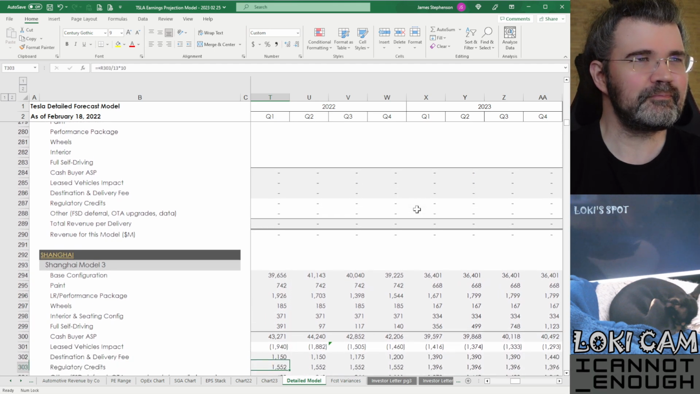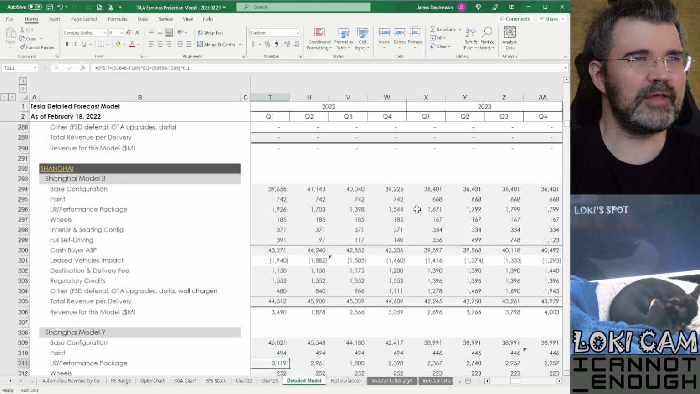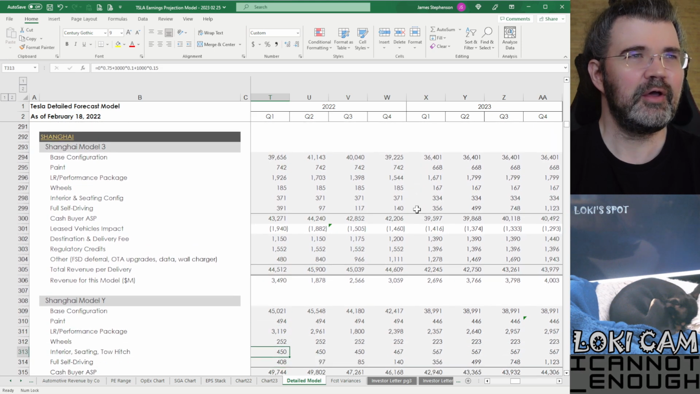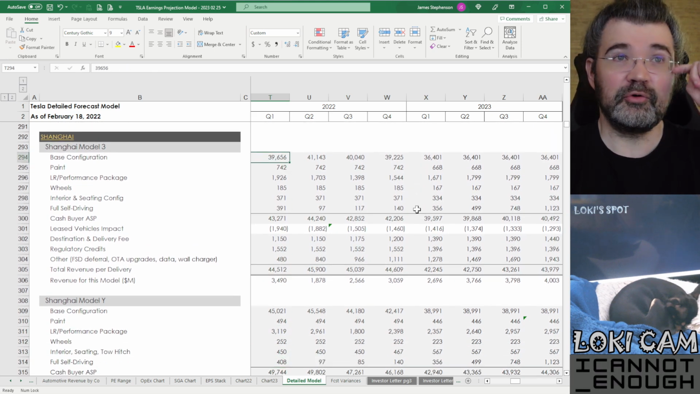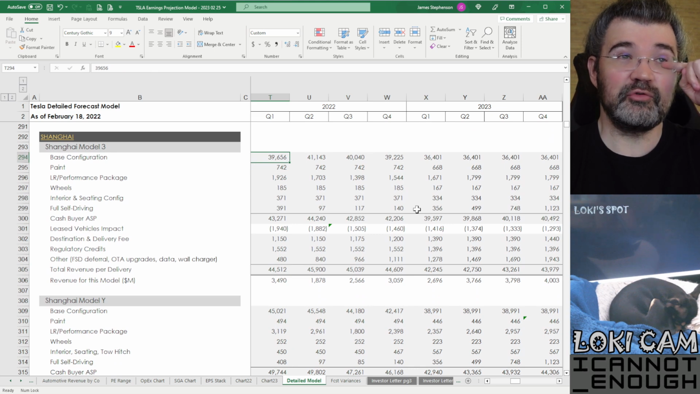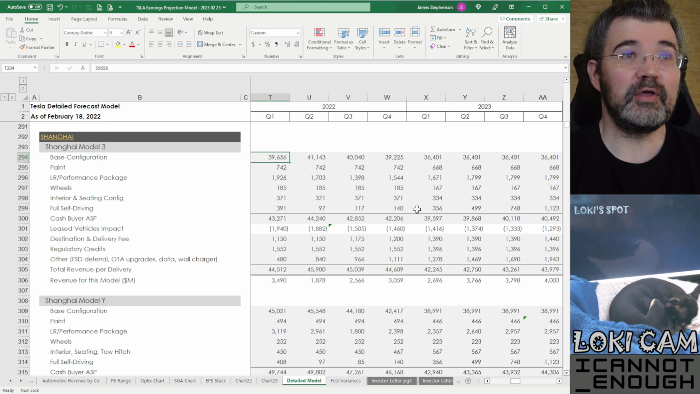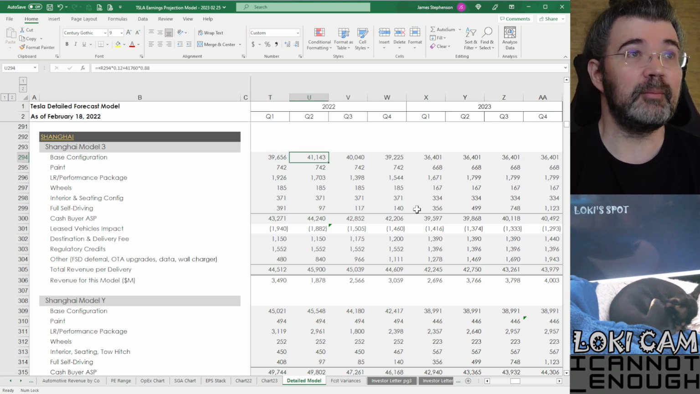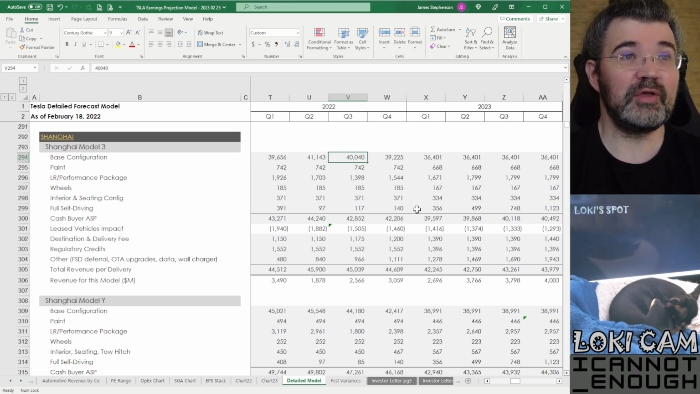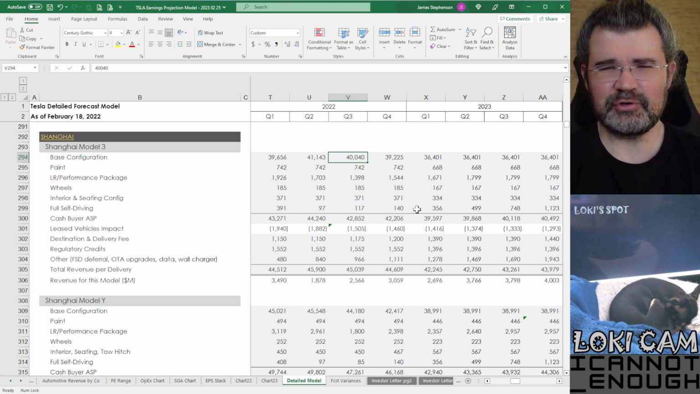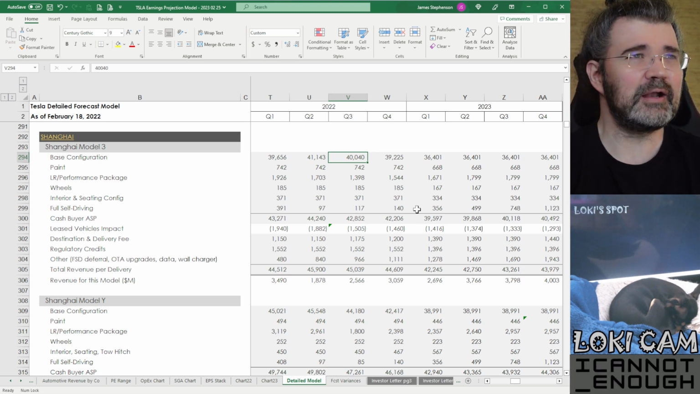All right. Next, look at the Shanghai models. We're going to start with the Model 3. These prices are lower, and they're significantly lower. So $39,656 is what I was assuming a year ago this time, which rose to $41,760 after converting from yuan to US dollars at the time.